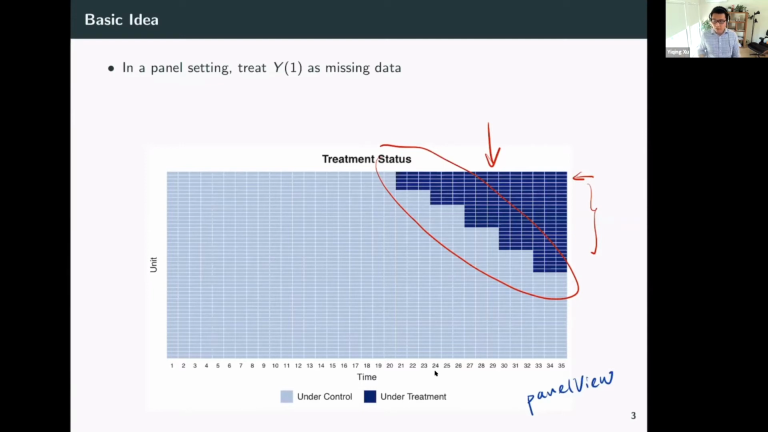So by drawing plots like this, at least you have a sense that I need to adjust for something. It's not crazy that I use a fixed effects model. That's what I think is the most important thing.